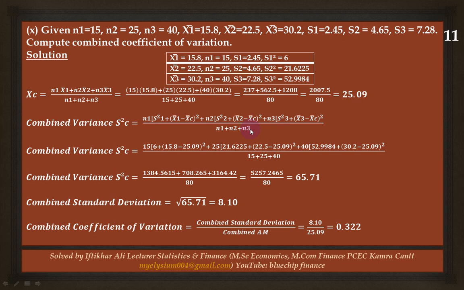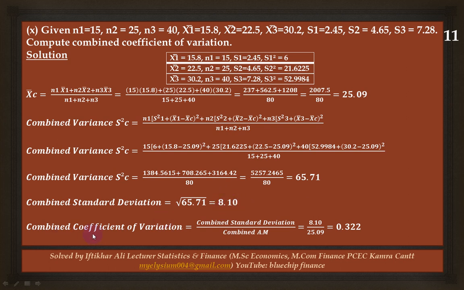It is a long formula, and a short way to remember it is that you just need to learn this formula and just replace 1 by 2 and 3 consecutively. And after putting the values in the formula, combined variance will be 65.71. When you get the combined variance, just take the square root of it, and here the answer for combined standard deviation is 8.10.